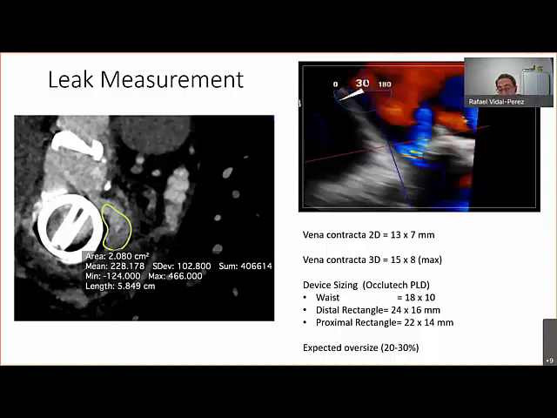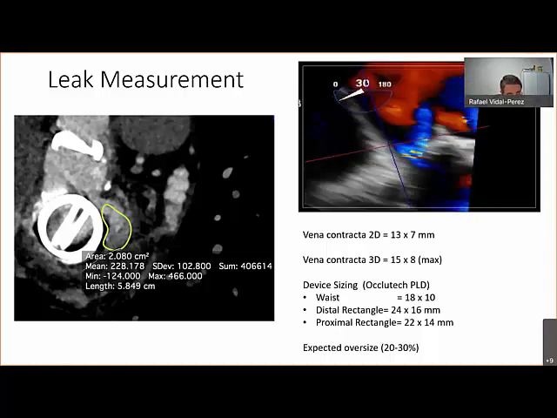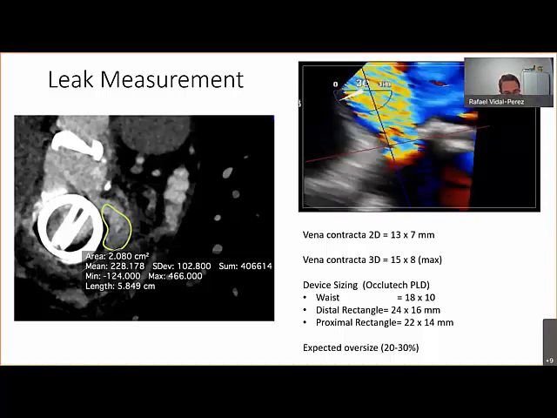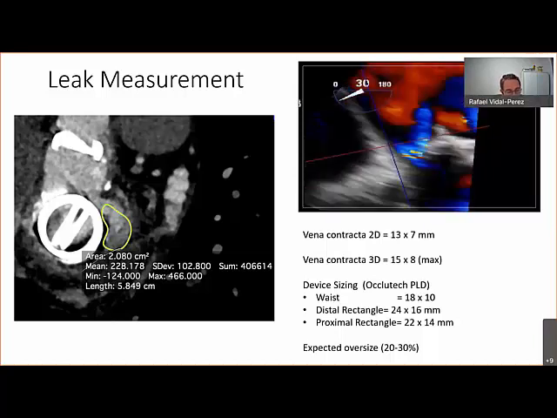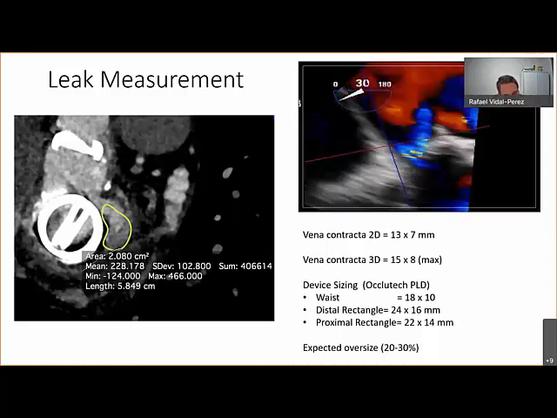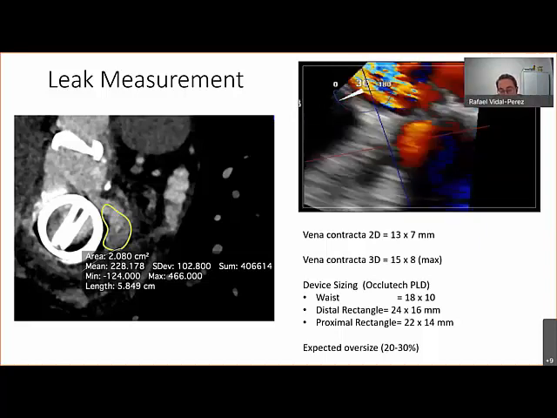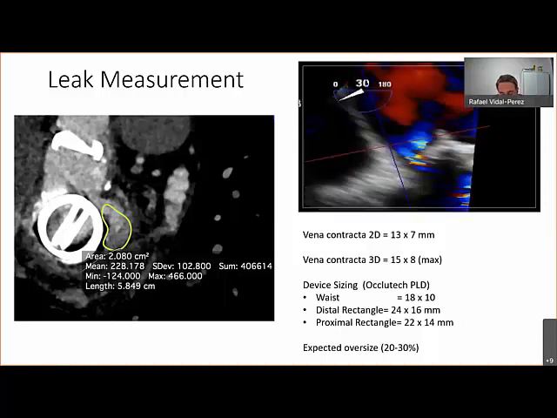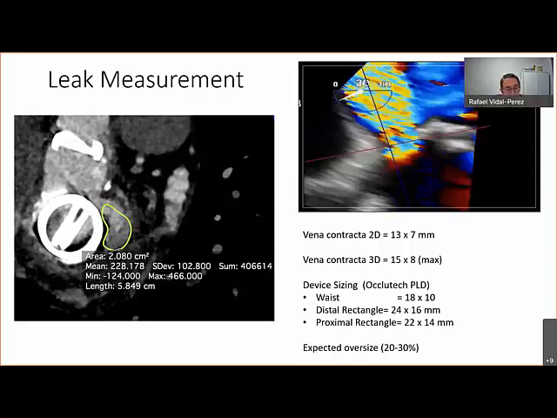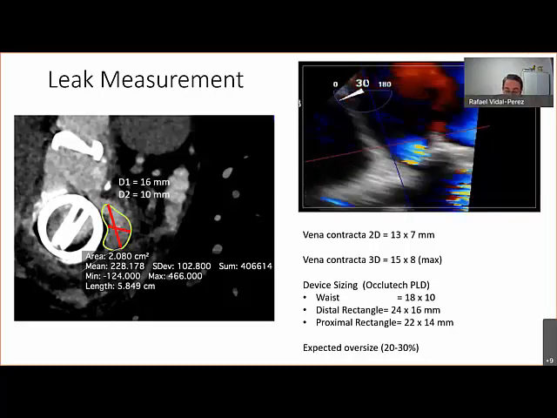Another part of this study that is very important in the leak measurement was the use of CT scan. That is one of the elements that will help us later on to do the 3D printing. So we have this area of 2 square centimeters. The point is that we can expect some oversizing with the device, maybe 20-30% oversize in this case. We have these diameters that are, as you see, not the same as the device.